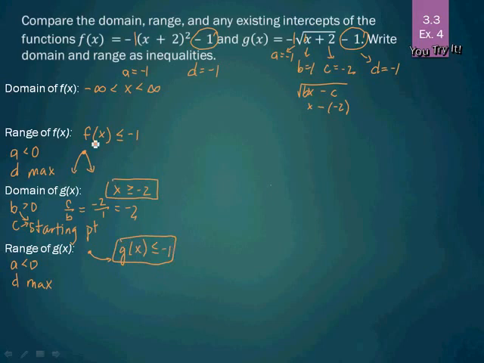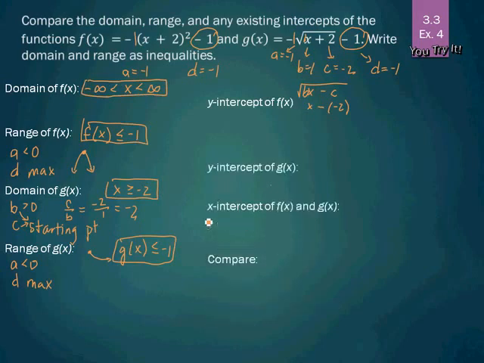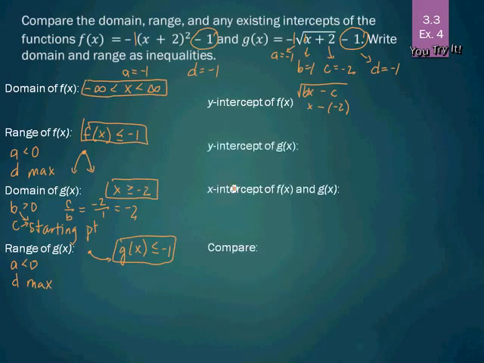So notice here that the range of f of x and the range of g of x are the same, and then the domains are different just because the domain of a square root function is going to be restricted. All right, so now we're going to look at the y-intercept of f of x, g of x, and then the x-intercepts of both.